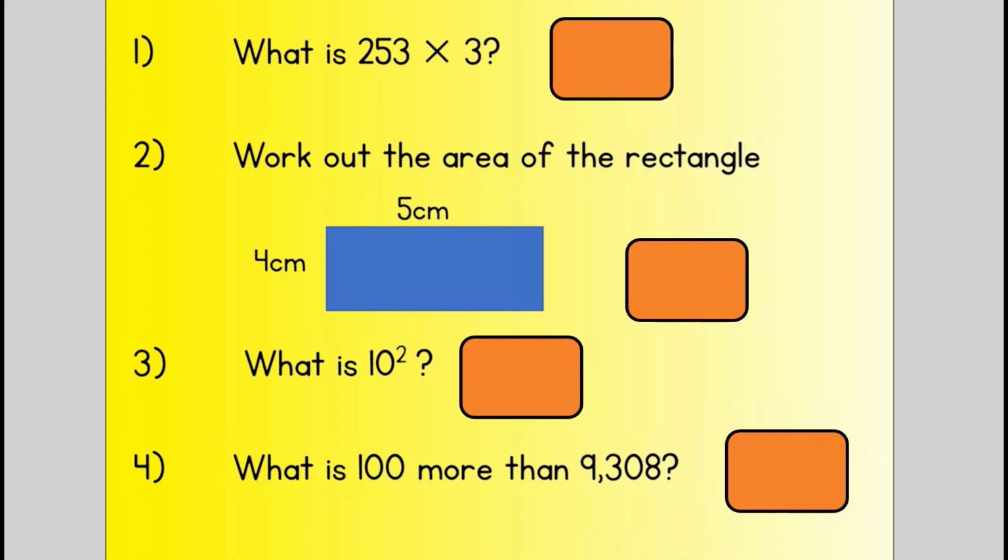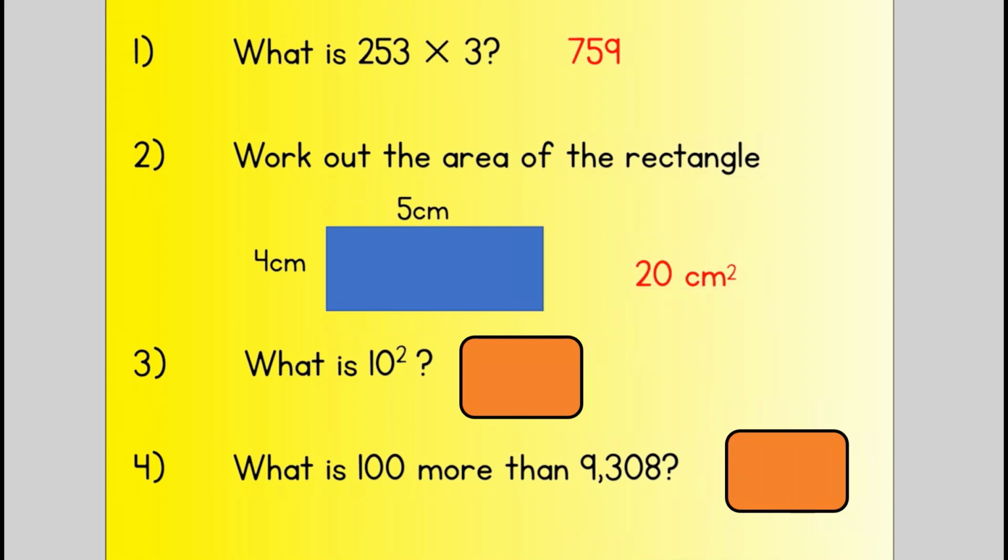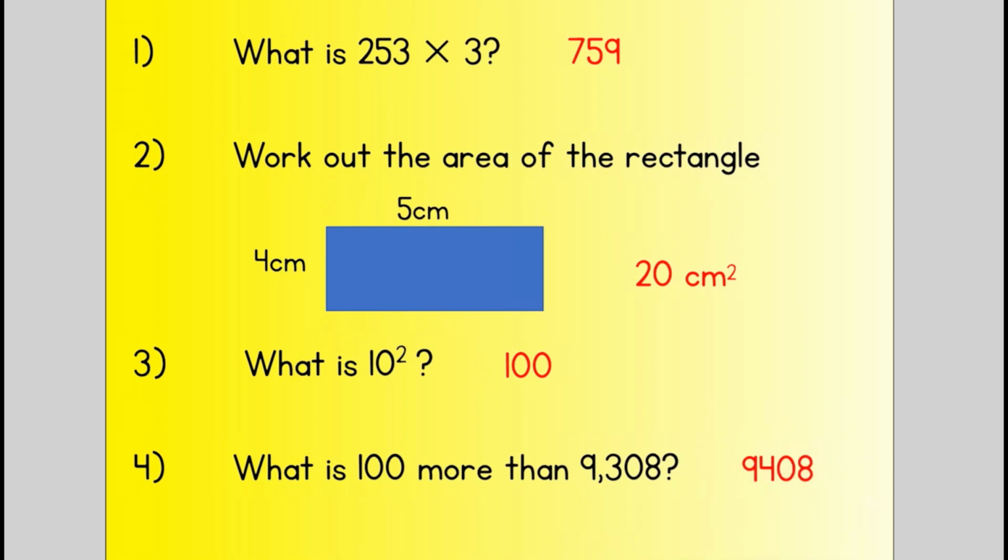Okay, welcome back. Hope you had some time to work through these questions and now here are the answers. So your first question is 759. The area of the rectangle was 4 times by 5, which is 20 centimetres squared. Your third question is what is 10 squared, which is 100. And then for what is 100 more than 9,308, which would be 9,408. So well done if you got all those right, and now let's move on.